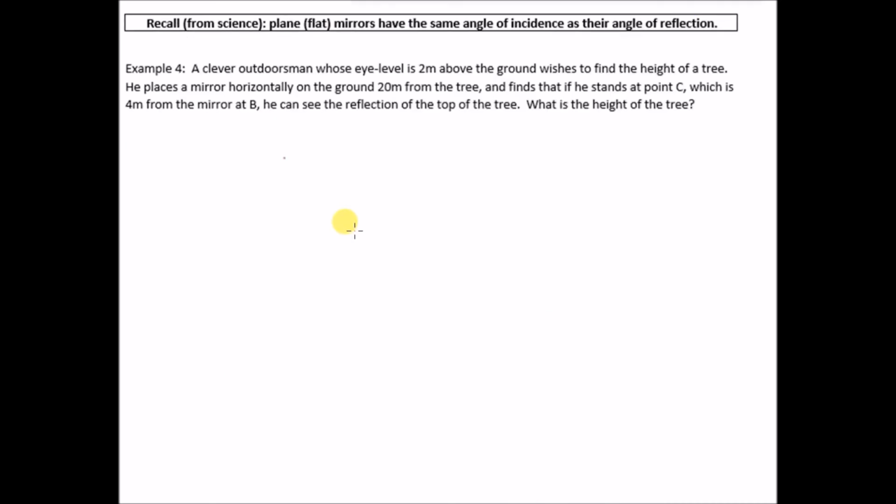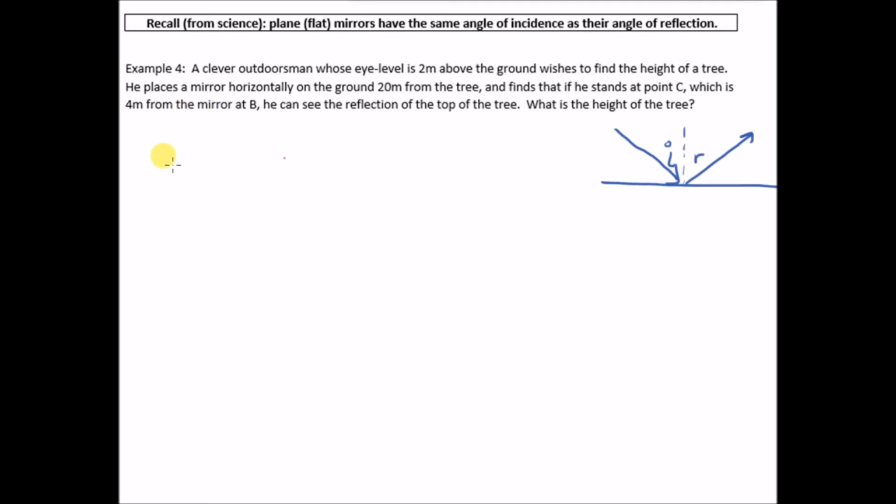Okay, so let's recall from science. Plane or flat mirrors have the same angle of incidence as their angle of reflection. Let me draw one for you. If we have a light beam coming in at this angle, the incident, it's going to have the same angle of reflection. Keep that in mind.